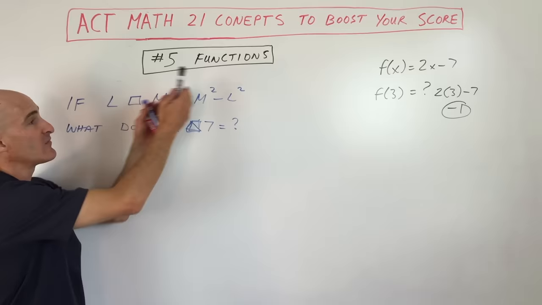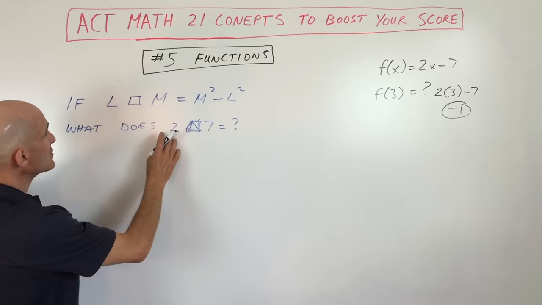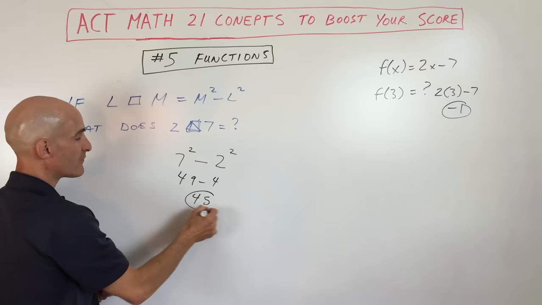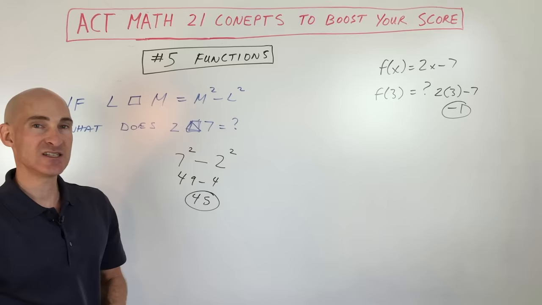So in this particular problem, if we just go ahead and solve it, 2 is our L value, so that's going to be 2 squared. 7 is our M value, so that goes here, so that's 7 squared. And so we have 49 minus 4, which is 45, and we got it. So this is an easy one to get right on the ACT. You just have to recognize the pattern.